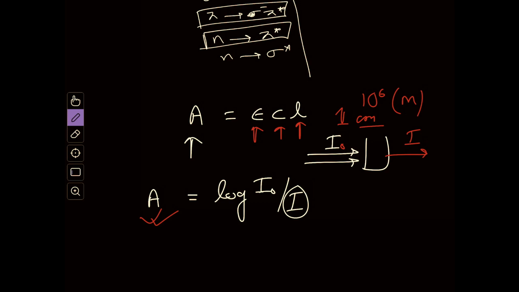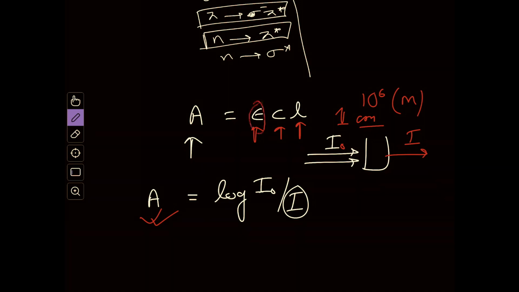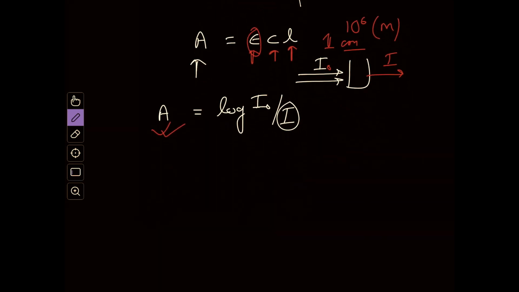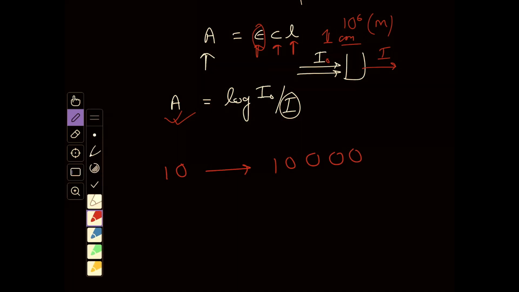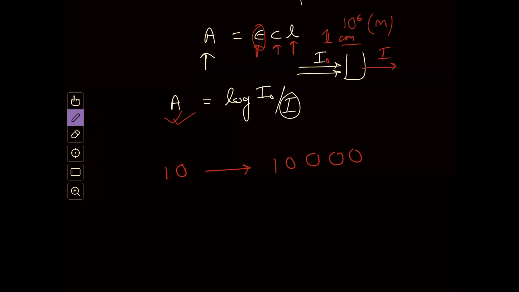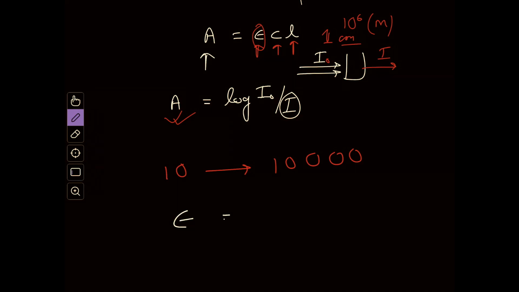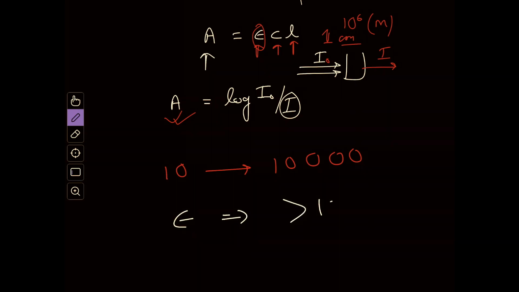So these two are fixed. Now this epsilon is a very important parameter, and for every compound there will be different epsilon values, and it has a range of values. For example, it ranges from 100 to 10,000 and above that. And it is interesting to note that for the allowed transition like π→π*, the epsilon value is above 10,000.